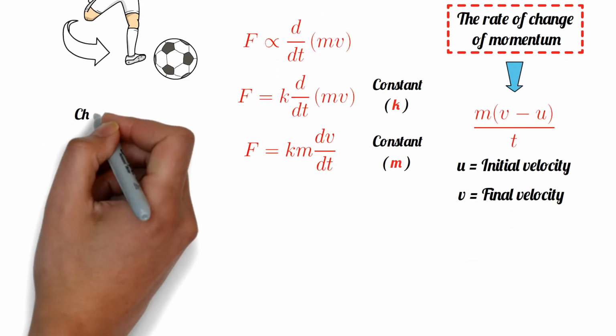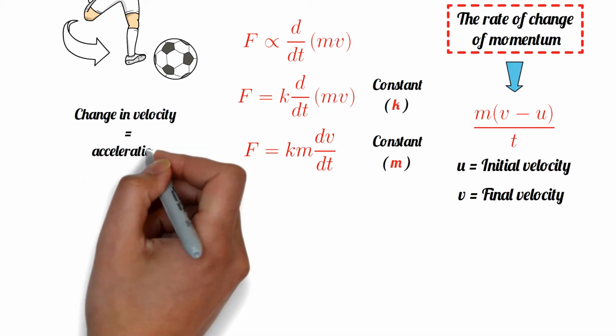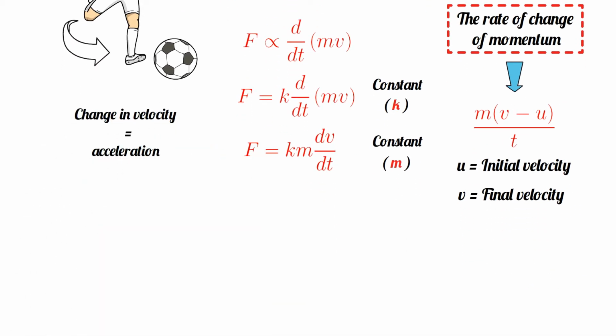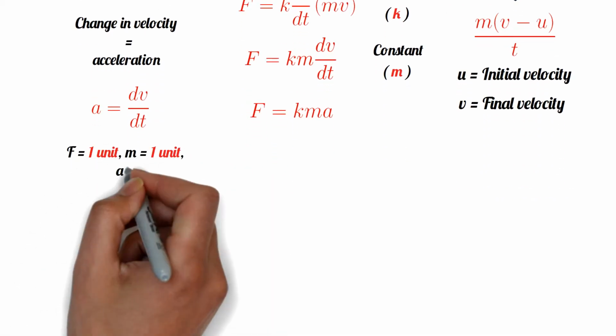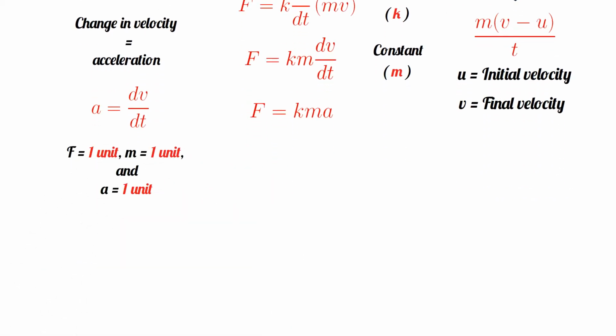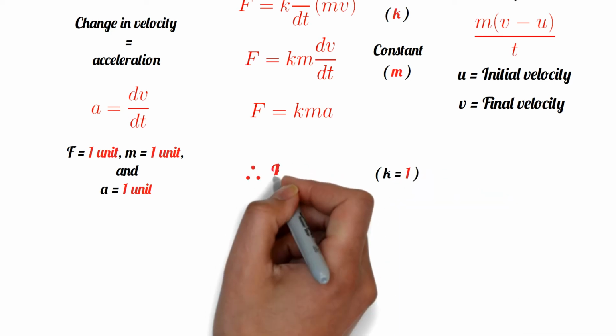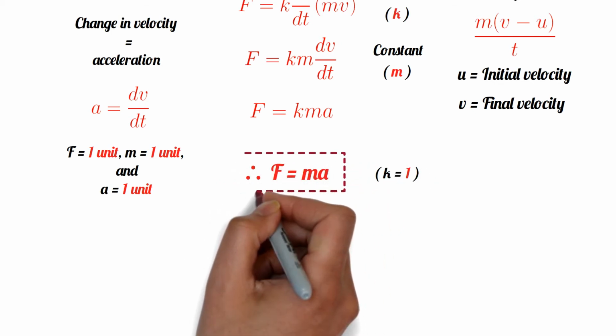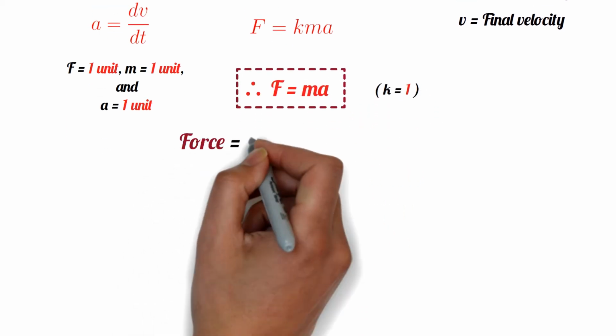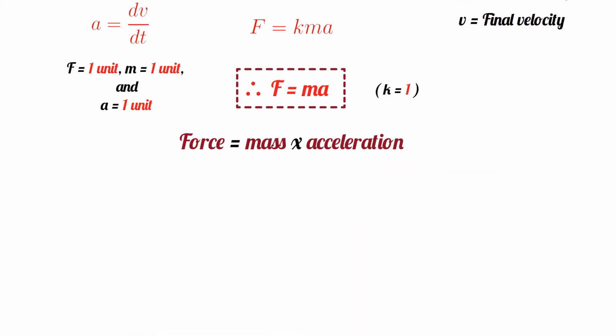We also know the change in velocity is acceleration. Hence, we can write the symbol of acceleration a in the place of dv/dt. Then the formula looks as F is equal to k ma. If we take unit force, unit mass, and unit acceleration, then we get k is equal to 1. Therefore the final formula looks as F is equal to ma. This is the formula for the measurement of force, where force is related to mass and acceleration.